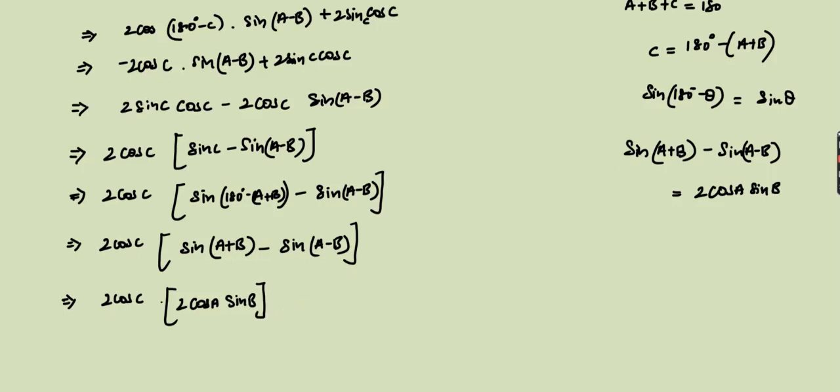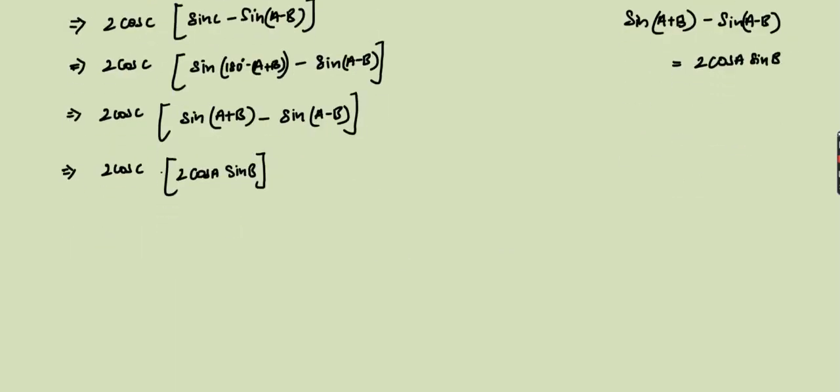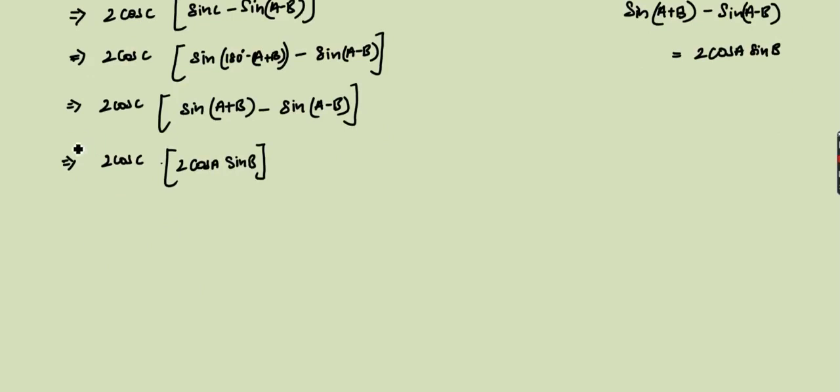So this can be written as 4, because 2 we have to multiply now. 2 2s are 4 cos A sin B cos C, which is equal to the RHS. So hence we prove the RHS from the LHS.